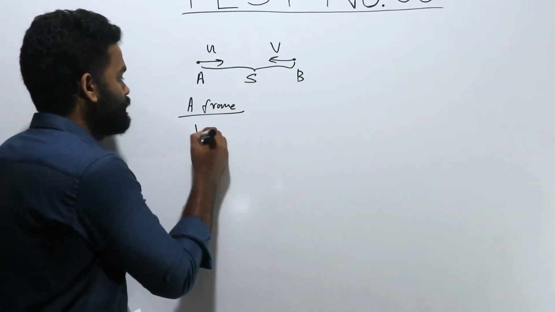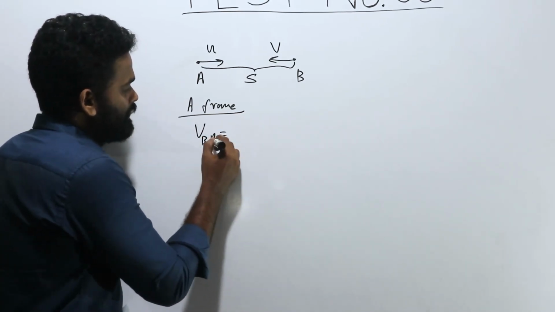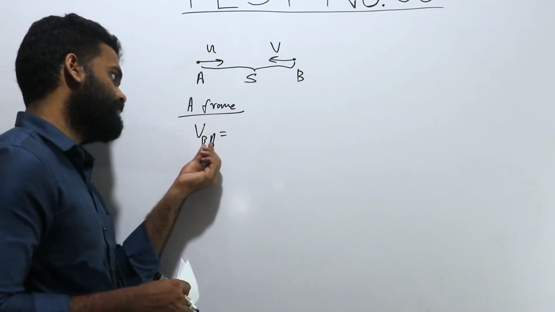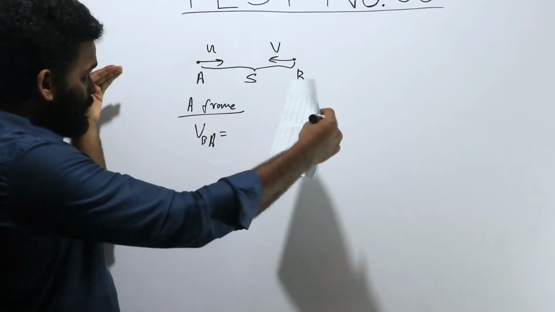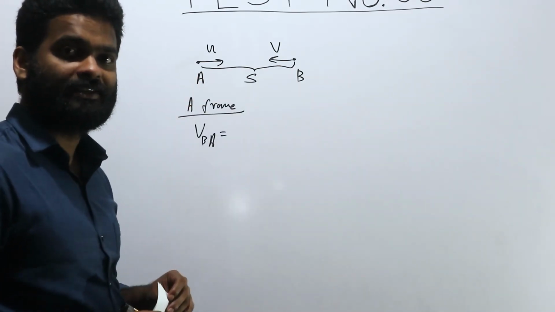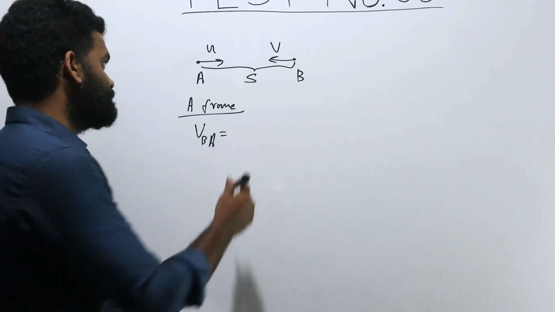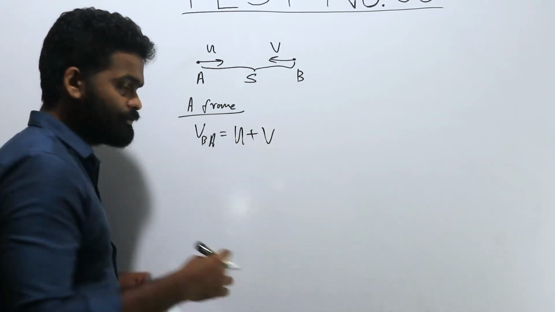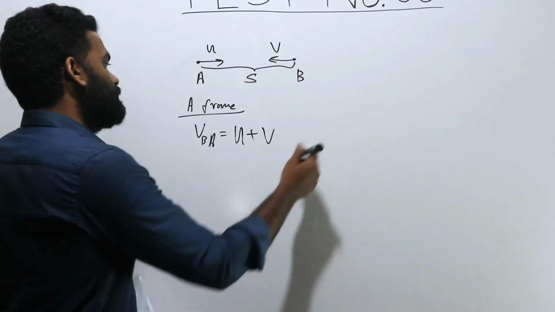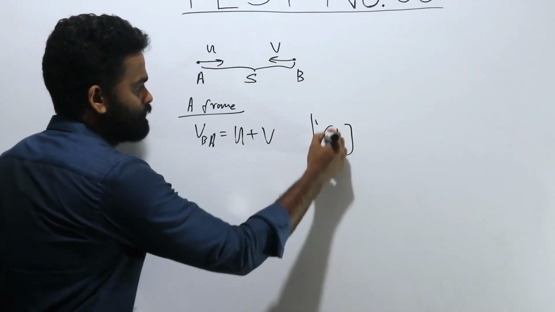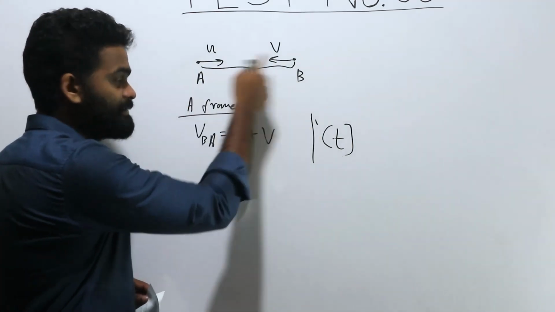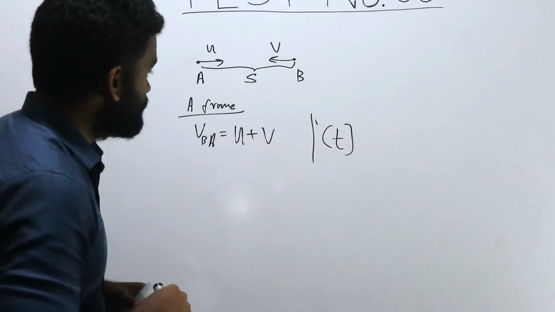So first I need to find the relative velocity of B, the velocity of B relative to A. If they are moving in opposite directions, we know that the relative velocity between them should be the sum of the velocities. So the relative velocity should be u plus v. Then let's say the time it takes for these two to meet is simply t from this instant.